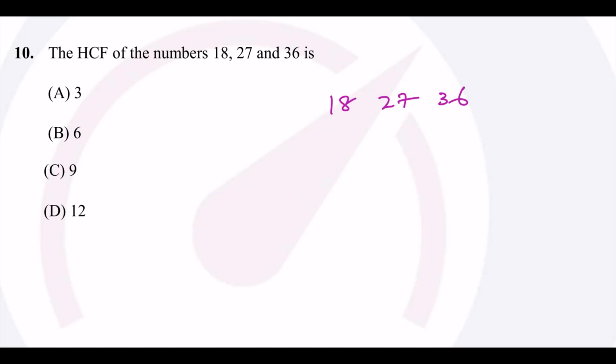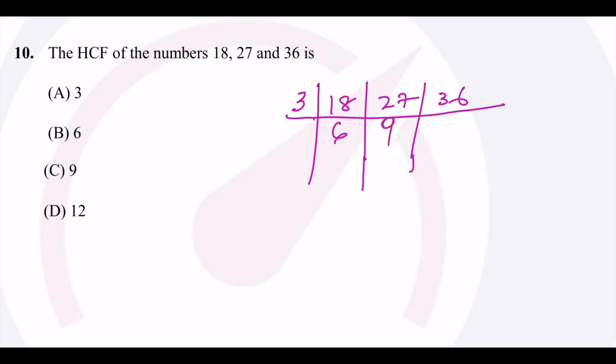We can just write out the factors. There are some students who write out the factors and then circle. And there are those who will do it like a ladder method, which I'm going to do right now, and go through it more easily. So we want the smallest number that can go into 18, 27, and 36, and that number is 3. So 3 into 18 goes 6 times, 3 into 27 goes 9 times, and 3 into 36 goes 12 times.